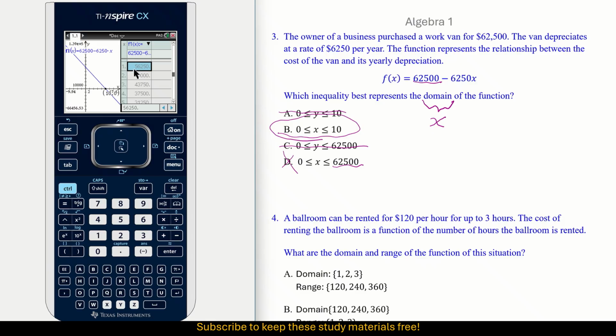Enter on that, and it should let me arrow down. Let's see. There you go. And keep arrowing down until you see that 0. And there it is. X is 10, Y is 0. Another way to verify option B. All right. Let's move on, and we can try another calculator.